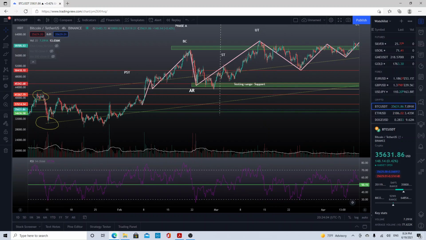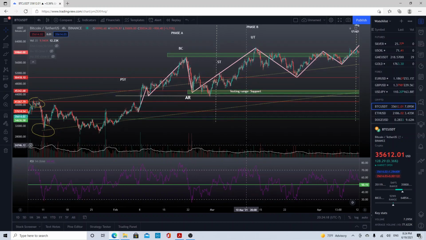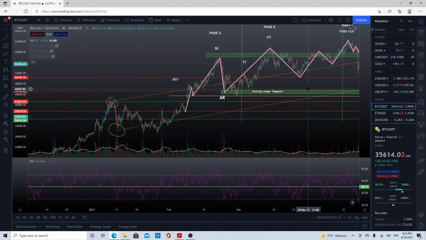And we have different names in different phases. So we can go back and see what these phases are. We have a phase A and a phase B. Let me zoom out.